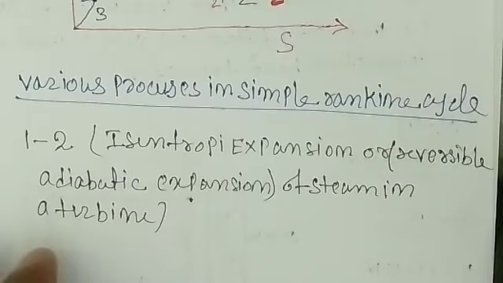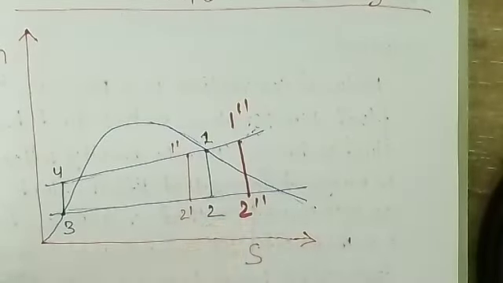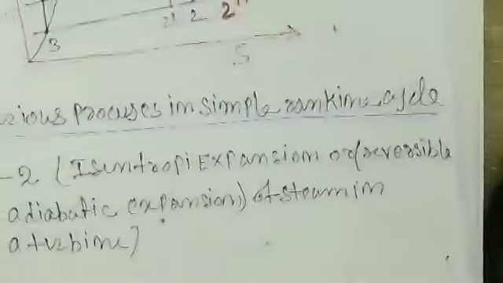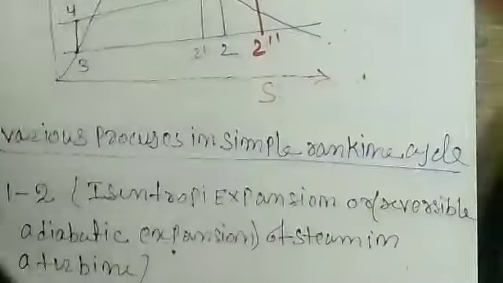Okay, now the second is what? After expansion, you have expanded 1 to 2. Now you have to condense. How? At constant pressure, right? So you can say here, just wait.